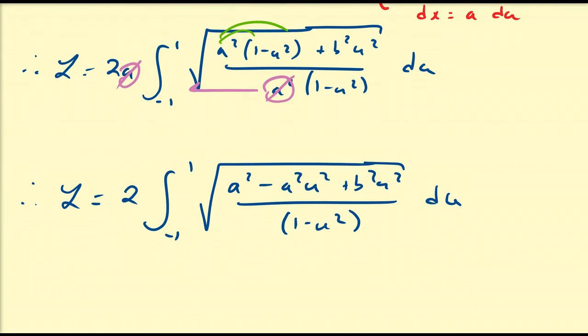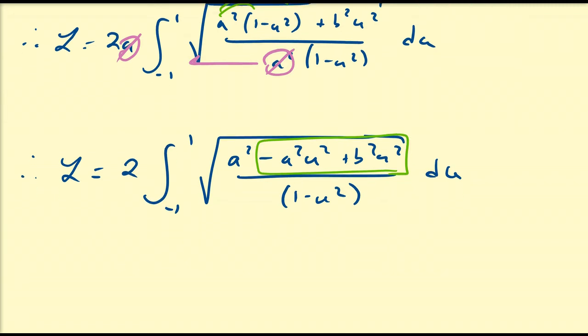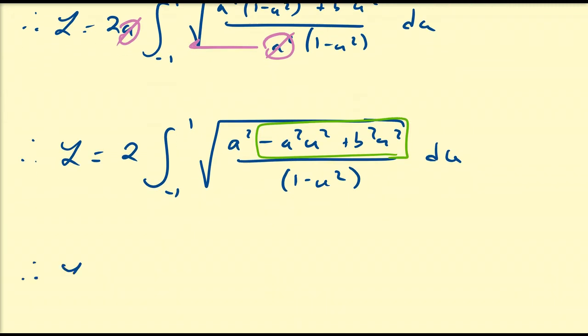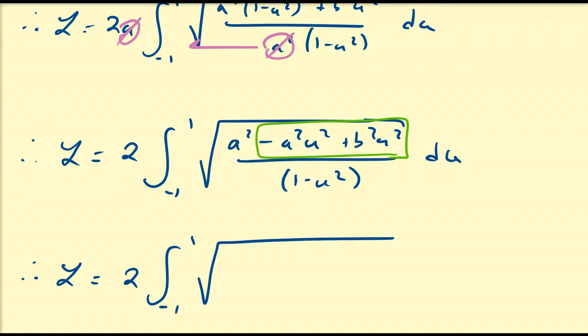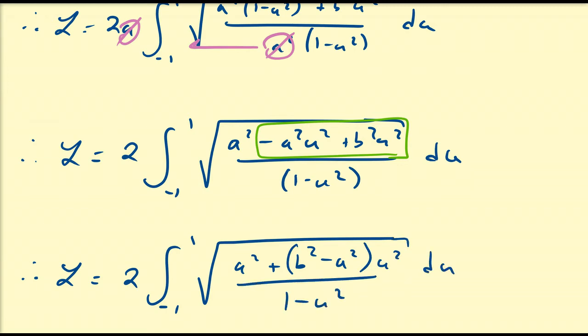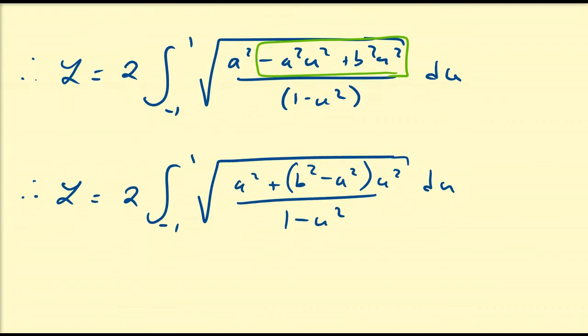And I'm going to rearrange this just a tad bit. I'm going to group these two terms together since they both have u squared. So I'm going to have L is going to be equal to 2 times the integral from minus 1 to 1 of the square root of a squared plus b squared minus a squared times u squared all over 1 minus u squared times du. And then I'm going to factor out a squared out of this term and this term and pull that a out.